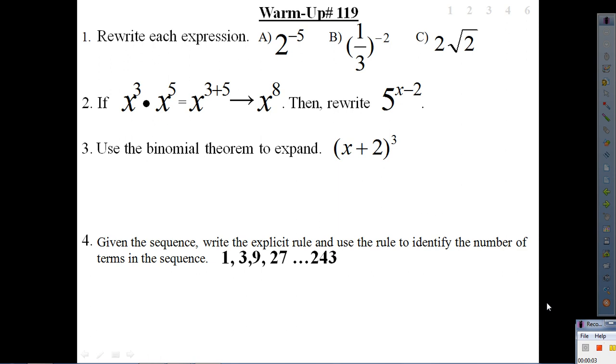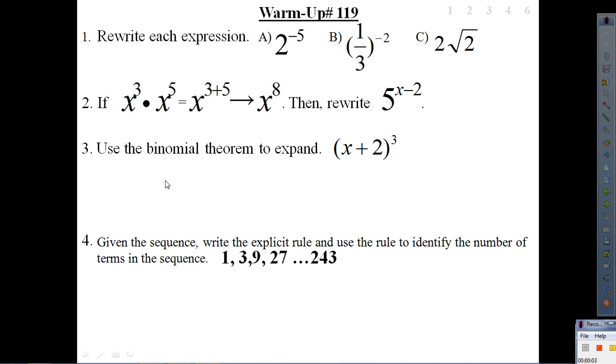Let's get started. Warm up number 119. It's very similar to the one I gave you the other day. 118 is very similar, so this is just practice. Number one reads, rewrite each expression. Part A is 2 to the negative 5th power. Part B is 1/3 to the negative 2 power. Part C is 2 square root of 2.